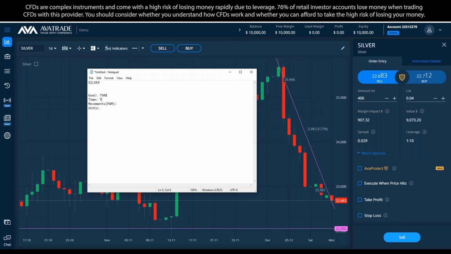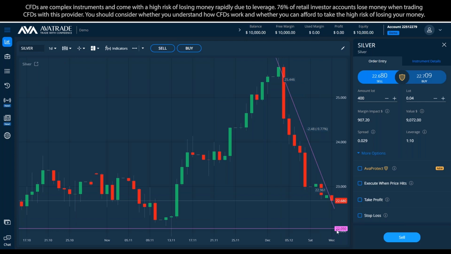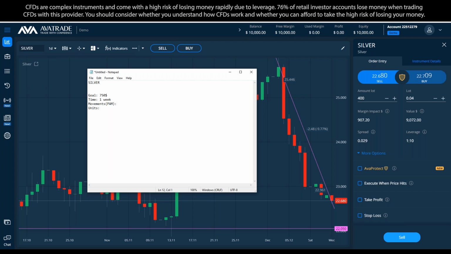So the time, let's go with 1 week for the time being, and we also have the movements. How can I approximate, how can I think of the potential movement for silver to go down? Let's suppose that I aim silver to get to here, 22.050. Is that realistic or not? The now price is 22.679, and this is a sell. Let's go for a sell. Is that average movement? What do you think, guys? You think it will happen in a week?